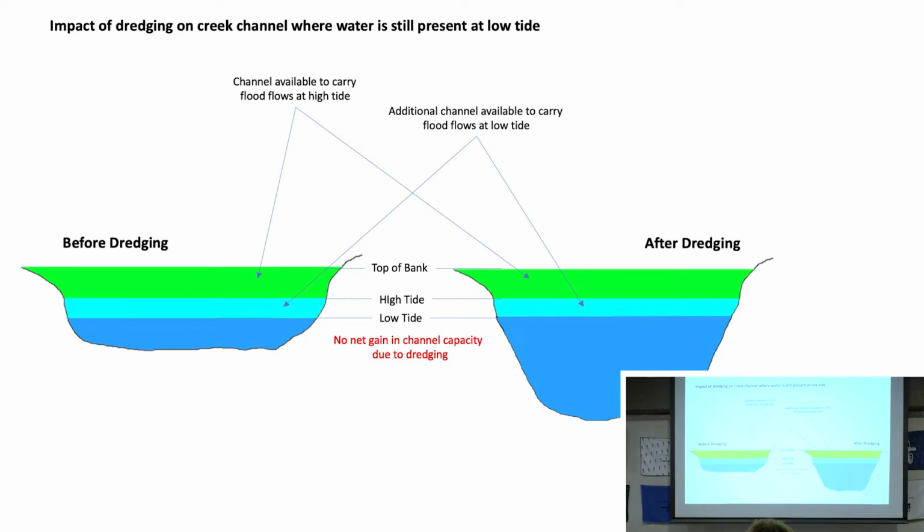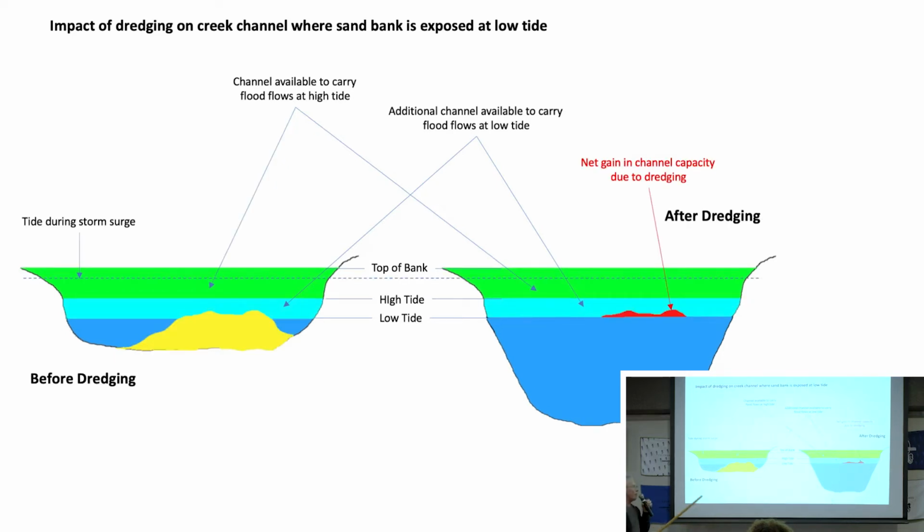Now rock walls are different because they actually extend up above high tide level. But the dredging itself, a lot of the creek has areas of sandbank exposed at low tide, but when you look at how much that impacts flow, it's only at low tide that we actually gain anything. And at high tide, we gain nothing.